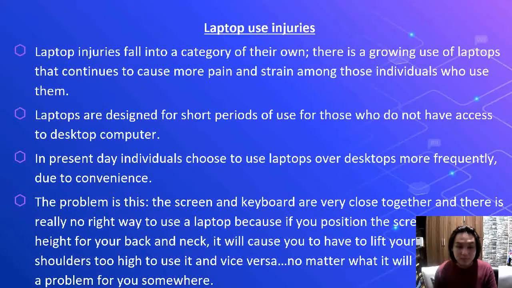The problem is this: the screen and keyboard are very close together, and there is really no right way to use a laptop, because if you position the screen at the right height for your back and neck, it will cause you to lift your arms and shoulders too high to use it, and vice versa. So no matter what, it will probably cause a problem for you somewhere.